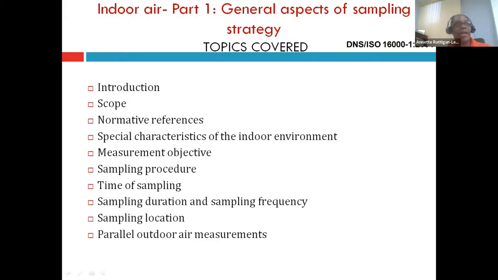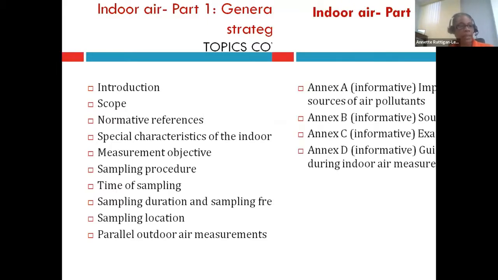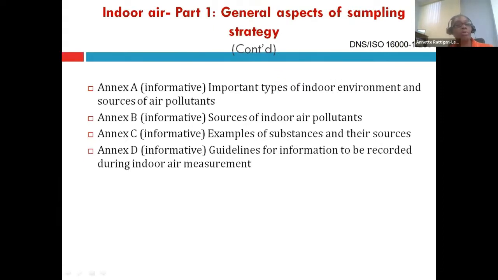And we might even have to factor in what is going on with the weather conditions when you're doing your measurements as well. The next slide basically points us to the reference annexes, which look at sources of air pollutants, sources of indoor air pollutants, the examples of substances and information to be recorded during your measurement exercise.